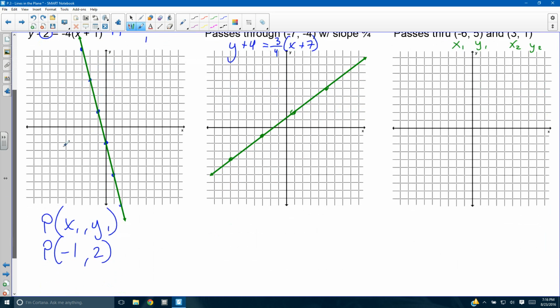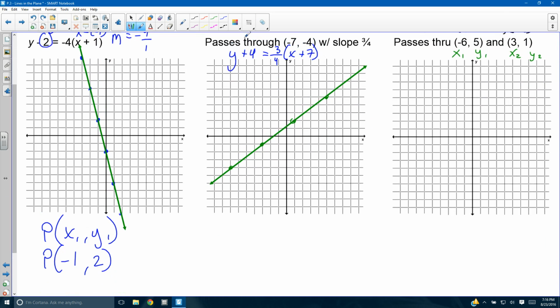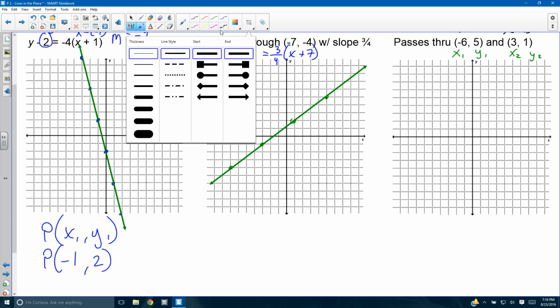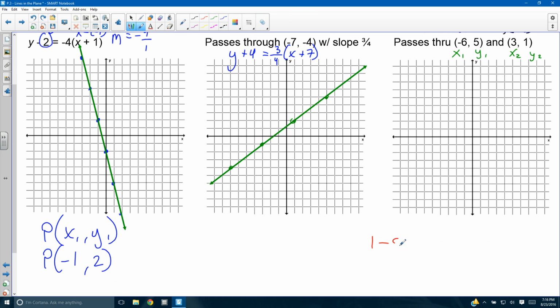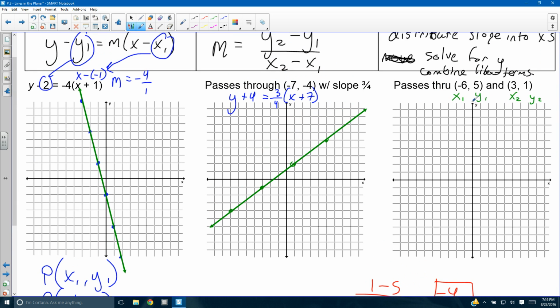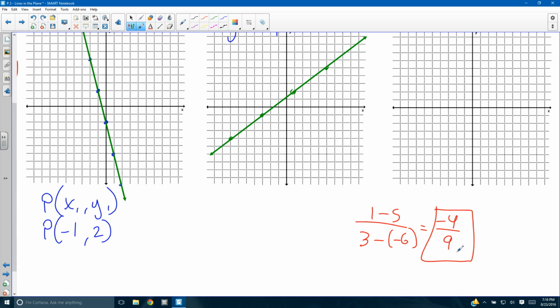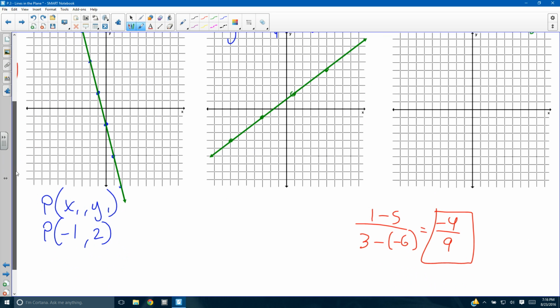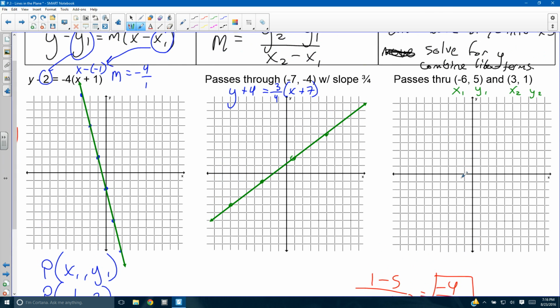If we do y2 minus y1, that is 1. Let's change color again. We got 1 minus 5 over 3 minus negative 6, and that's going to give you negative 4 over positive 9. And that's your slope. It doesn't reduce. Now, what if we change this to x1, y1, and x2, y2? It'll still give you that slope. Only your 9 will become negative, your 4 will become positive, but that's still a negative slope. That doesn't change anything.